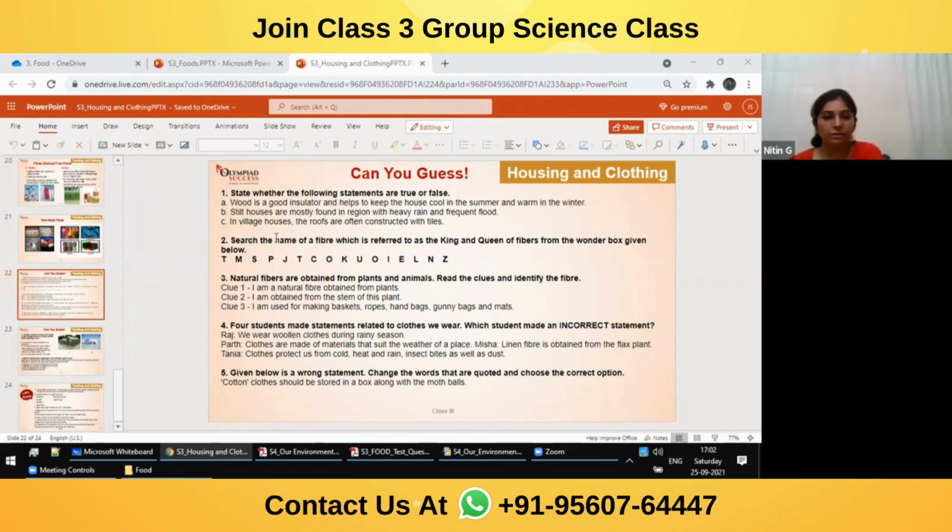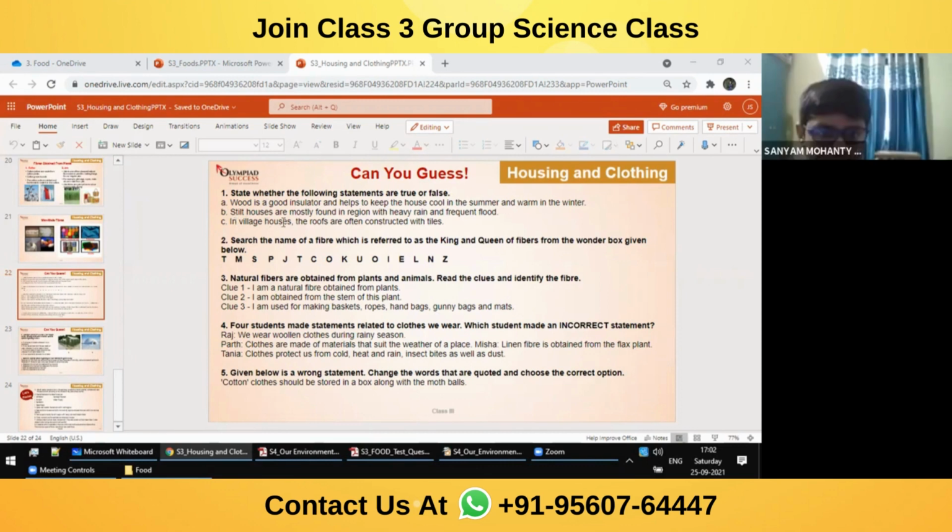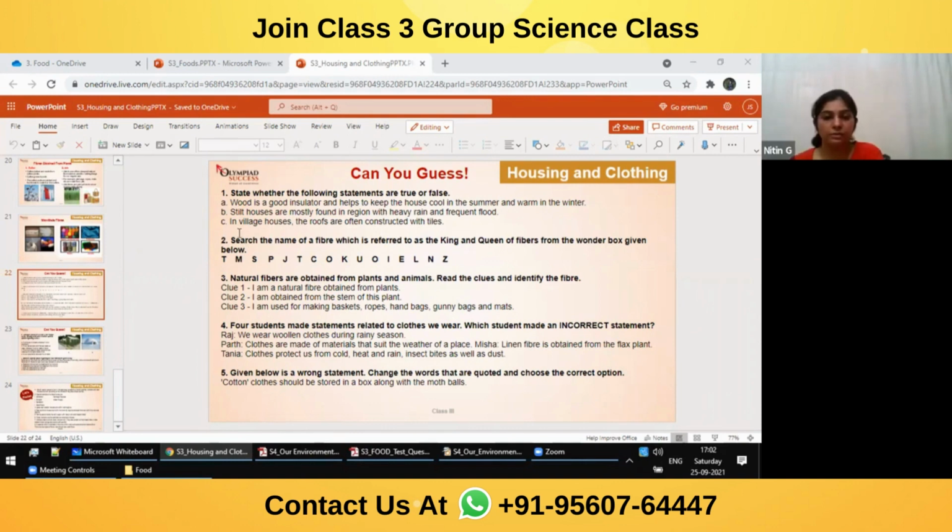Okay, next one. Second one, Sanyam. Stilt houses are mostly found in regions with heavy rain and frequent floods. True. Very good. True. Third one, Akash.